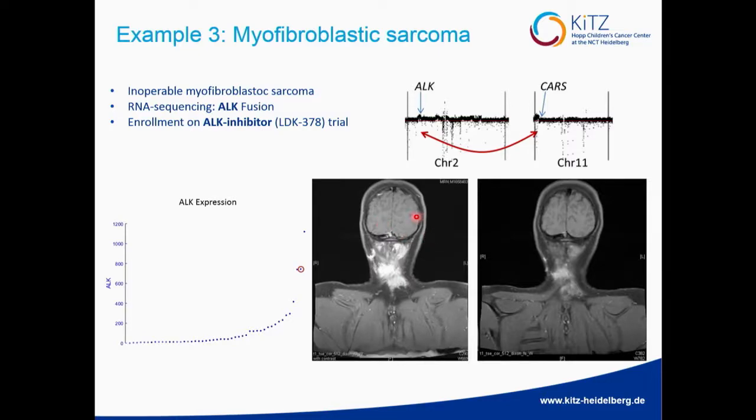This is an example here where we found an ALK translocation in a patient with a myofibroblastic sarcoma. As you can tell, this was not operable at this stage. The patient got into an operable stage, then a few years later relapsed with a lung metastasis, which was again sensitive to the ALK inhibitor, which tells that in this case it really was a clonal event that was tumor driving.